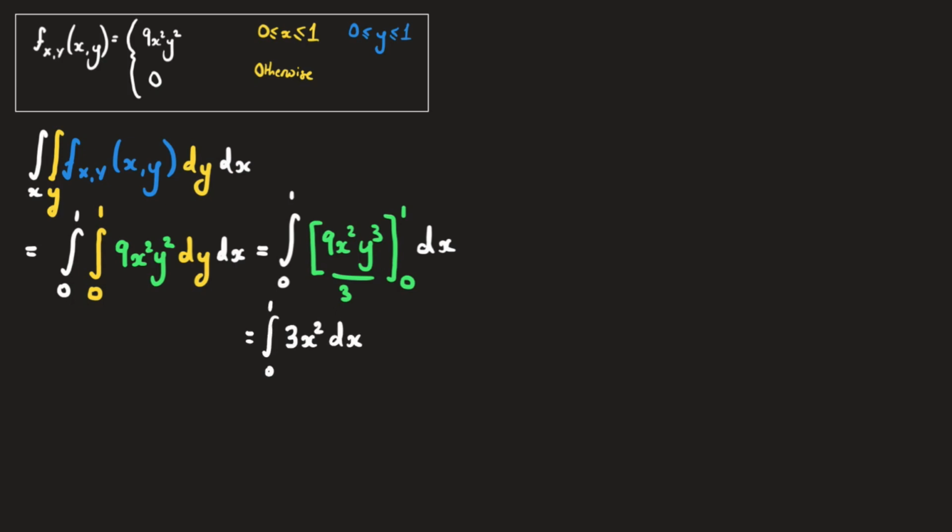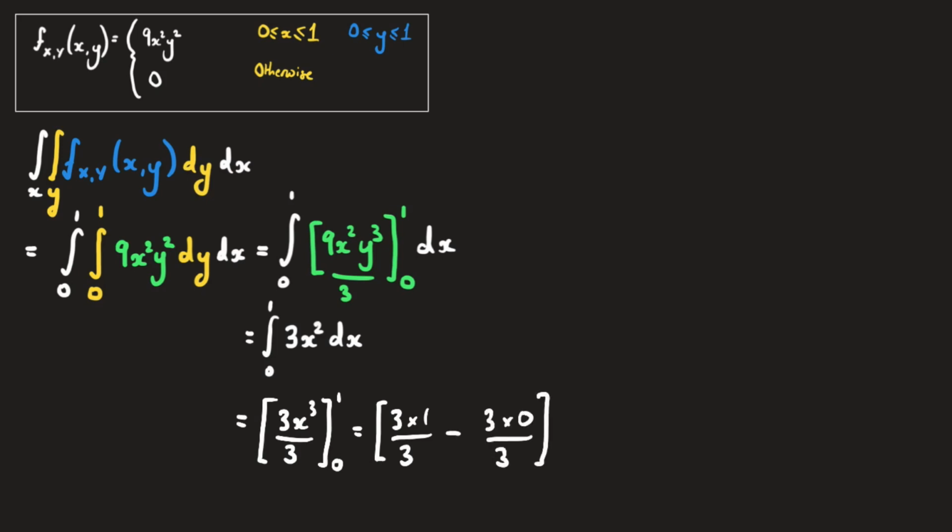Similarly, we can integrate this expression with relation to x, which will give us 3x cubed over 3 evaluated between 1 and 0, which is equal to 3 times 1 over 3 minus 3 times 0 over 3, which is just equal to 1 minus 0, which is equal to 1. So therefore, since the volume under our probability density function is equal to 1, this is a well-defined probability density function.